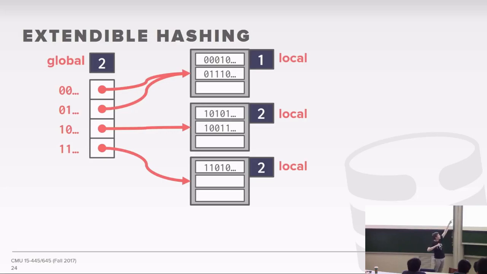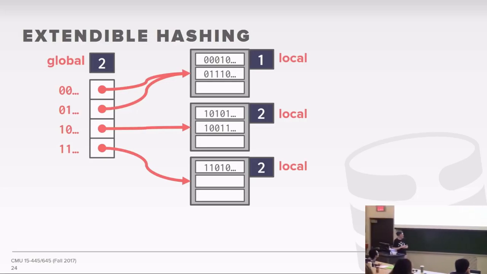So that's why 0,0 and 0,1 both map to the same bucket, because this bucket hasn't gotten full yet, and we haven't split it. Now, in the case of the other two buckets, their local counters are 2, which matches the global counter. And that's telling us we need to use 2 bits to figure out how to get to that particular bucket. OK?